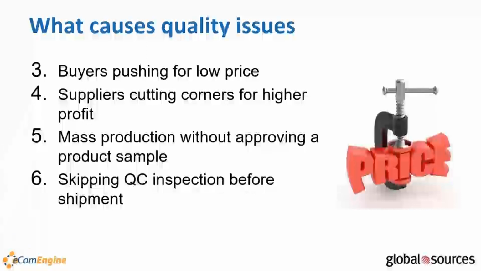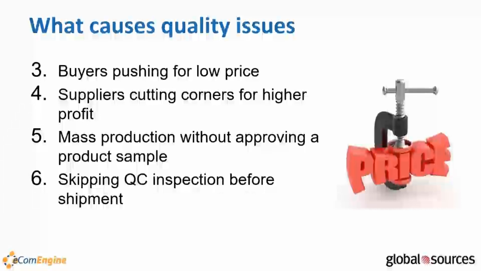Another issue is mass production without approving a product sample. If you've given the go-ahead for mass production to your supplier without approving a product sample first, quality issues might start emerging after mass production begins. And this is especially important when you are developing your own product or when you've asked the supplier to make significant changes to an existing product from the supplier's catalog.